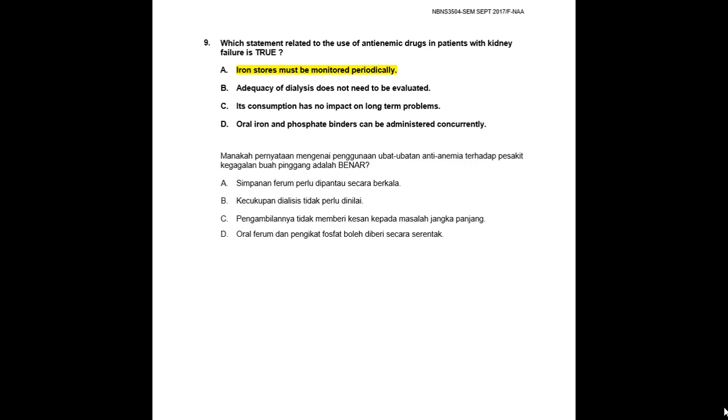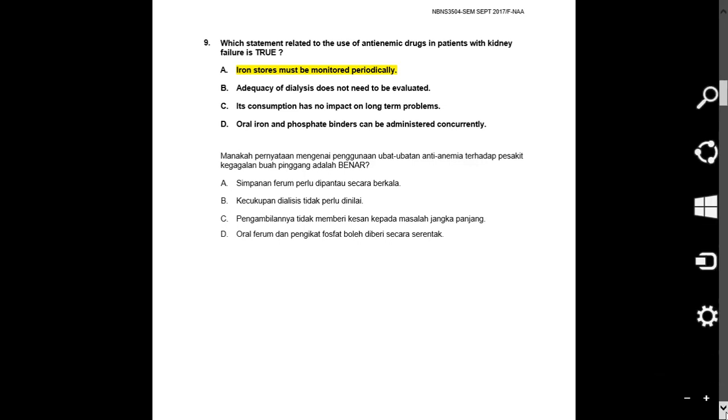When the ions form compounds with phosphate, the body or the blood cannot absorb iron. So oral iron and phosphate binders we cannot administer concurrently, meaning at the same time. So the best answer is answer A. That is, iron stores must be monitored periodically.